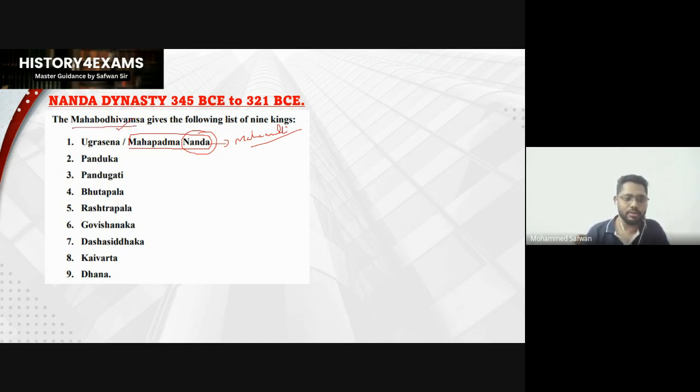According to the Mahabodhi Vamsha of Buddhist texts, it is believed that there existed 9 kings of this Nanda dynasty, who ruled between 345 BC and 321 BC. After this, we can see the Maurya Empire is going to be established.